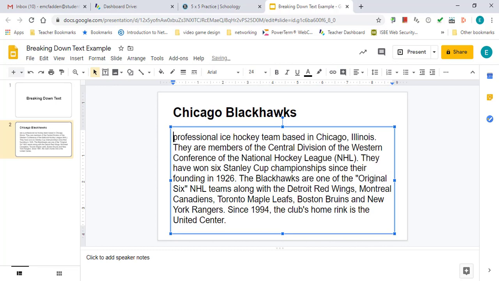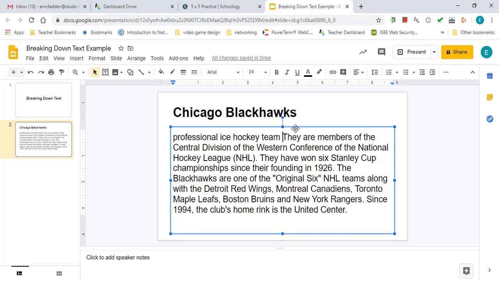We get rid of "are", and we already know that they're in Chicago because they're the Chicago Blackhawks. So I'm going to go ahead and get rid of based in Chicago, Illinois.